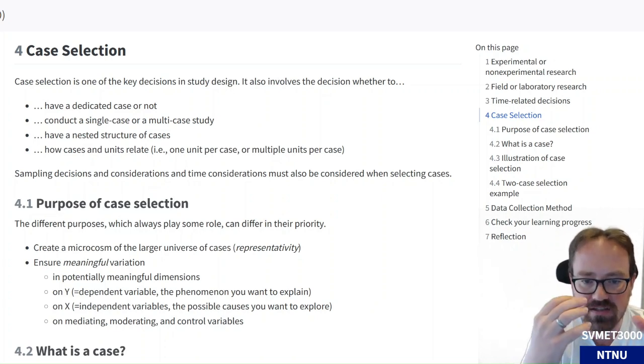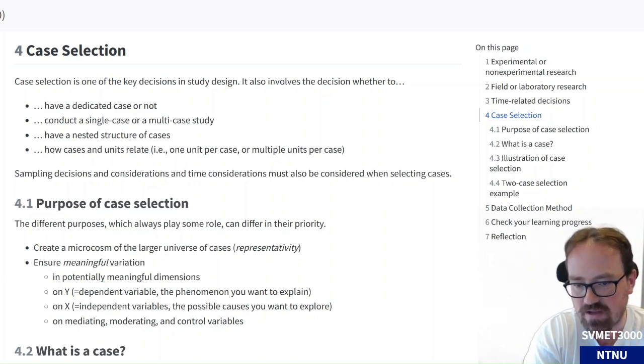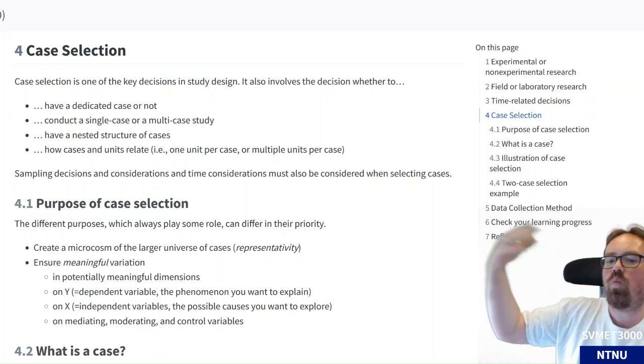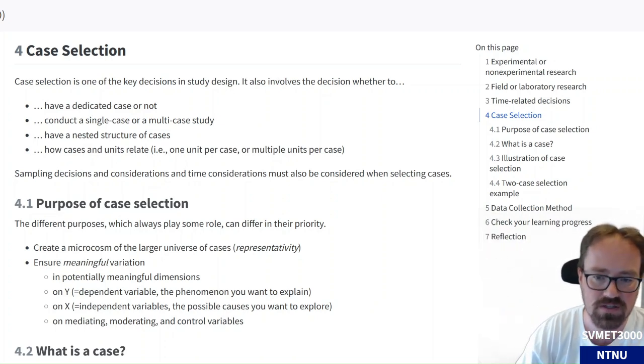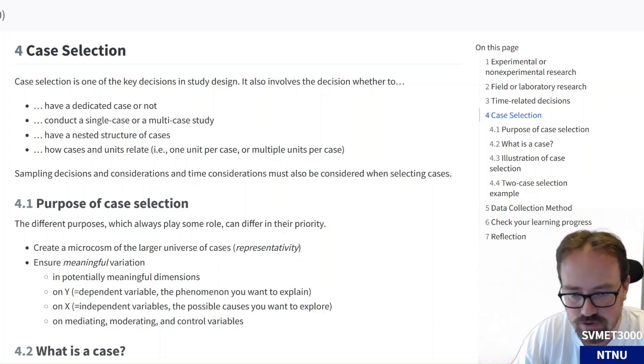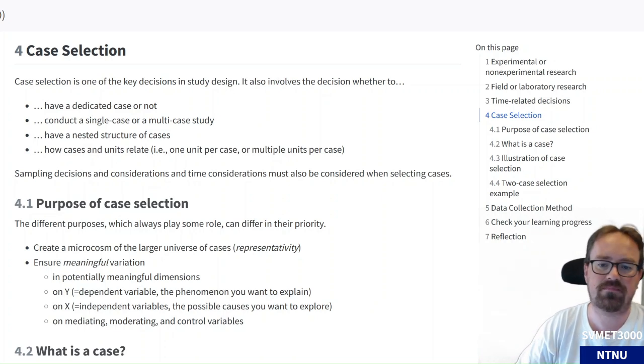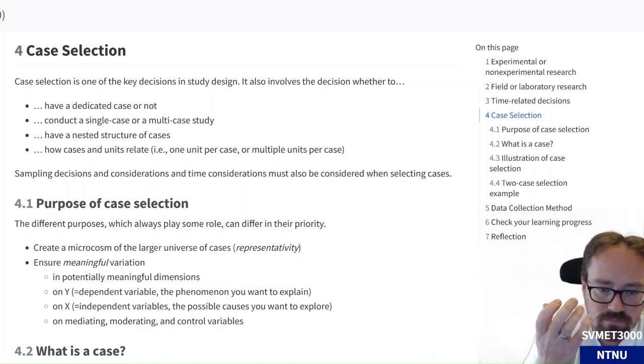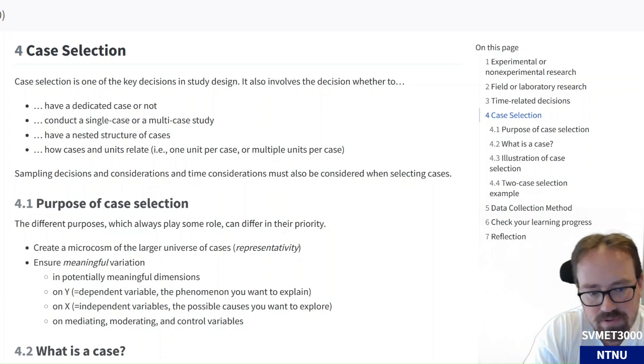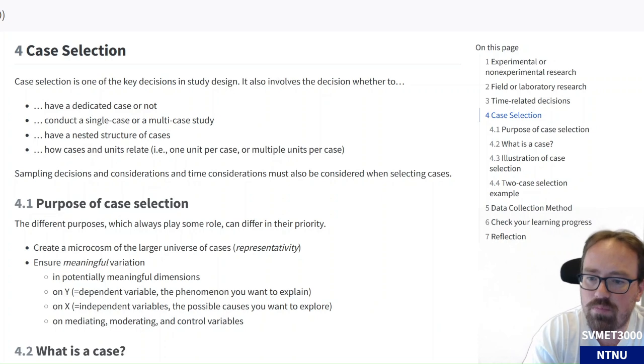If we have 1 unit per case, they overlap in a sense, or they coincide. We have a case that's at the same time a unit where the measurements are located. But they can also deviate. So we have 1 country as a case, but we survey 1,000 participants in a survey in that country. Those are the units for which we record the measurements. Sampling decisions and time considerations are also part of the decision making when it comes to case selection.